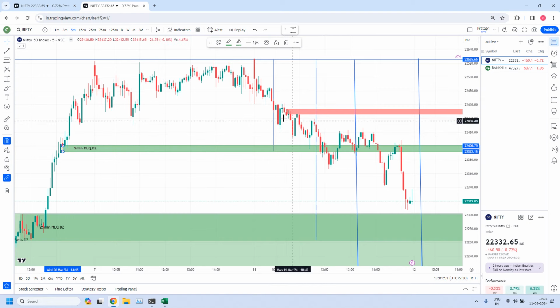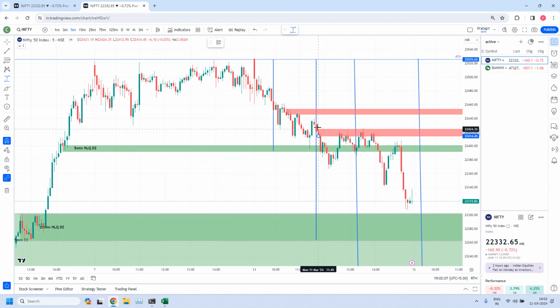See, if you look into this, new supplies keep on being created here. After that, this supply held the prices. New supply, drop, base, drop, held. This supply has held. And this high liquidity zone is broken here. After that, this 5 minutes high liquidity zone held the prices. After that, it pierced, and then again came down.